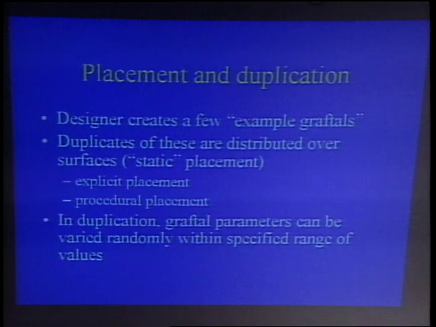To create a scene in this way, we create a few example graftals, and then we just distribute copies of them over a surface. You can do that explicitly: you say, I want them here and here and here. Or you can just say, give me a bunch of them on this surface, space them out reasonably. So we had a few choices on how to do that. As you do this copying and placing onto surfaces, we can also introduce little variation in all the parameters of the graftal. This is an example where I think we had three example graftals for the leaves, and then we just distribute them over this underlying shape, which is the blobby thing.